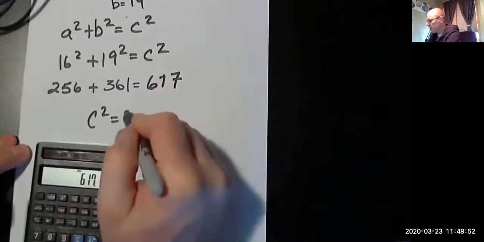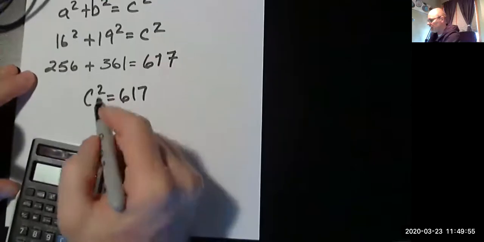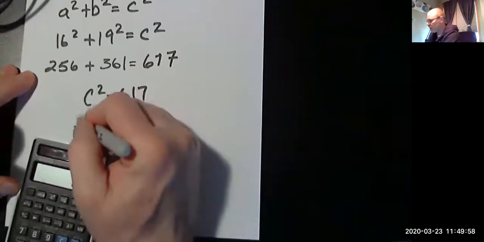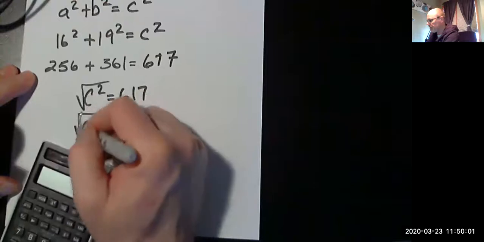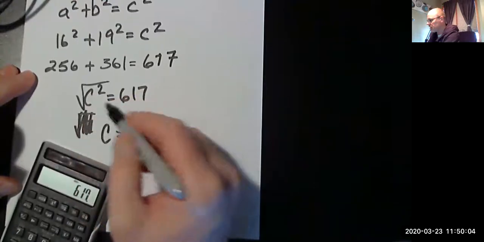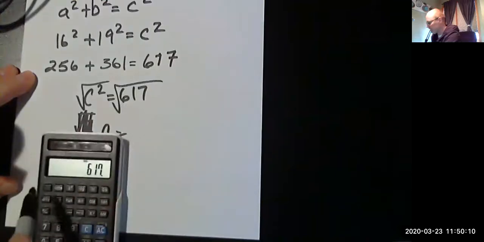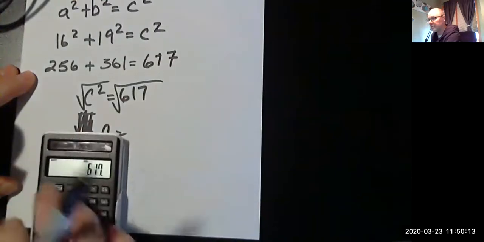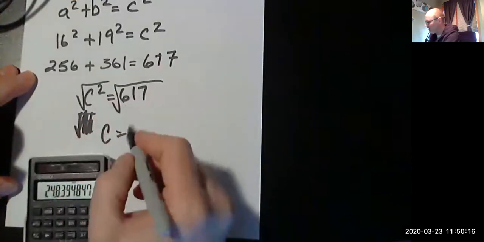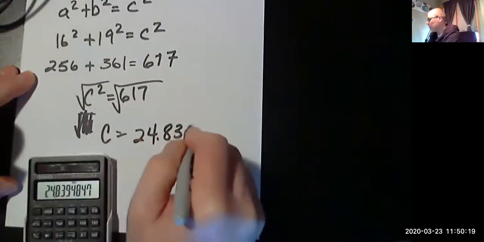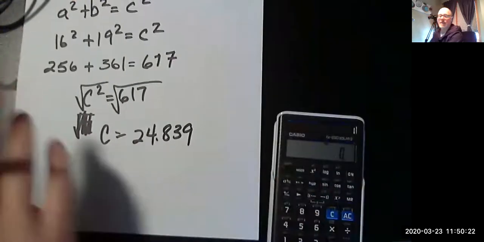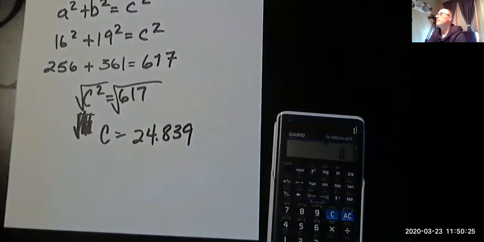C squared is equal to 617. I need to get C all by itself, so we are going to square root C squared. The square root of C squared is equal to C, and the square root of 617 is on your calculator. If you could see, it's the shift button and hit the square button. So shift square root, C is equal to 24.839. And that's the first step on doing that.